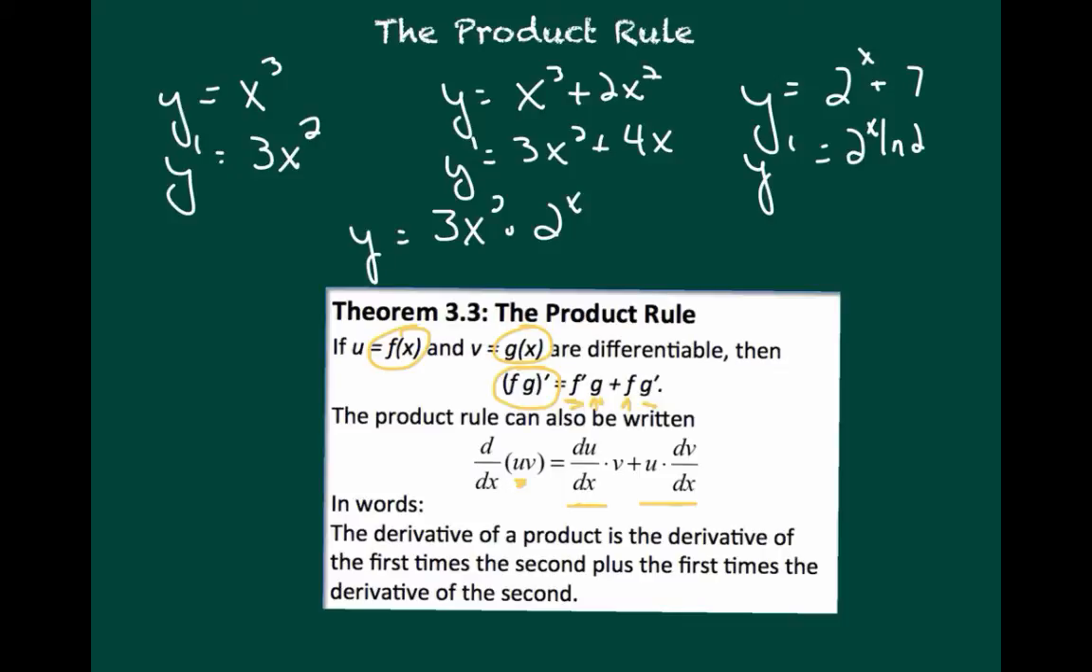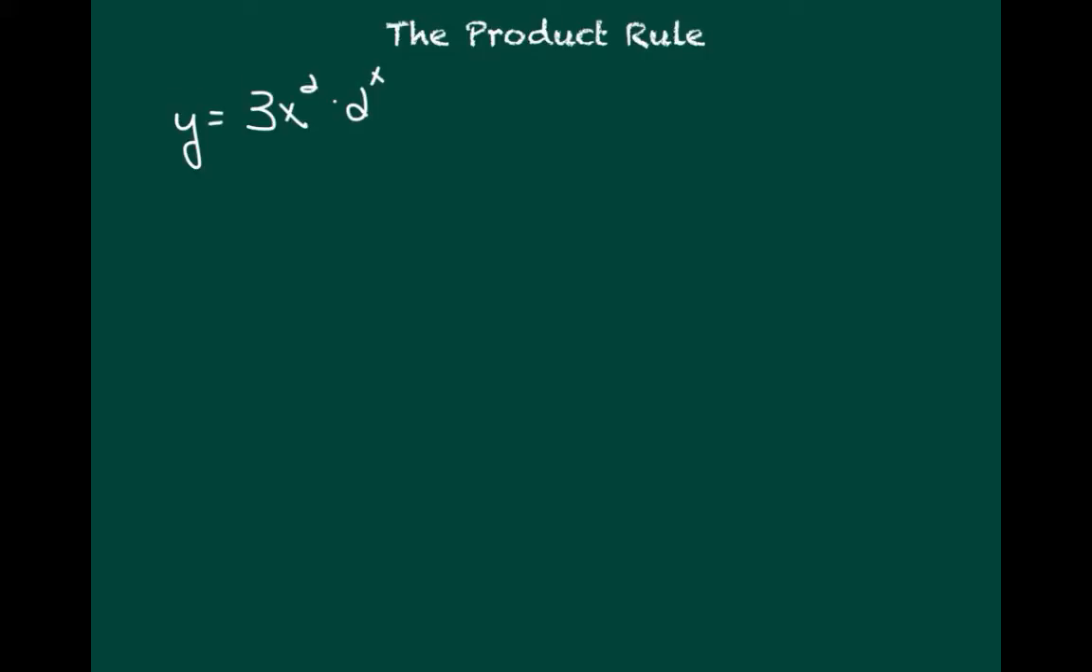So let's take a couple of examples. I'll have you put them in Zaption, and you'll see that it's not so bad. Suppose we're given that y equals 3x squared times 2 to the x. So what we're going to do is apply the product rule. Now, just so we're on the same page, the product rule is the derivative of the first times the second plus the first times the derivative of the second.